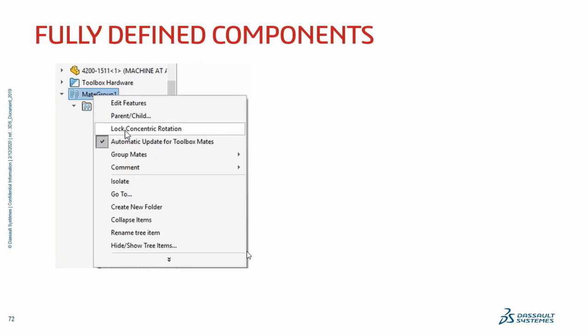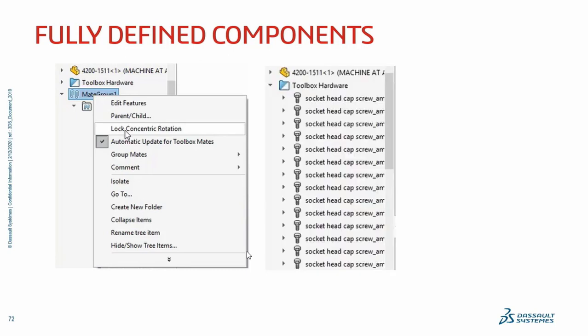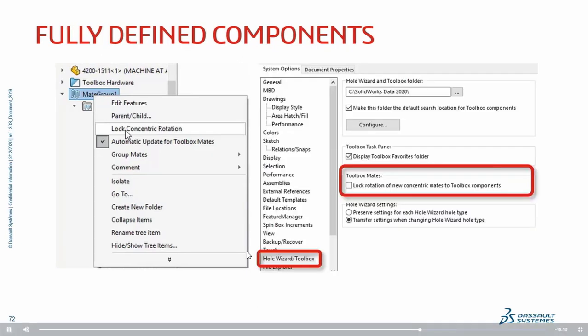If you are using any fasteners, there is one option: lock concentric rotation. Whatever concentric mates you add, it will automatically lock that rotation. If you have too much hardware in your assembly, go to the system settings, Hole Wizard settings, and remove the check mark for lock rotation for new concentric mates to Toolbox components. Otherwise, whenever you add fasteners, it automatically locks that rotation, because it creates an extra degree of freedom, so the software takes time to rebuild those mates.